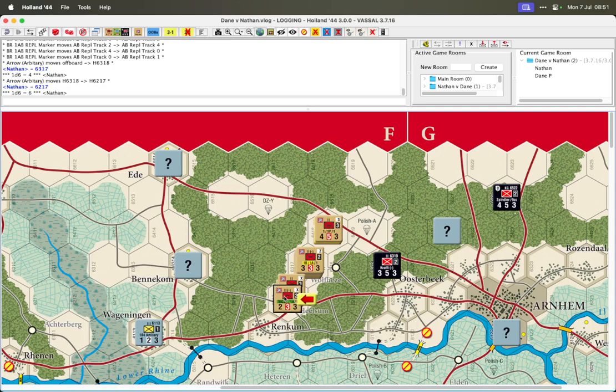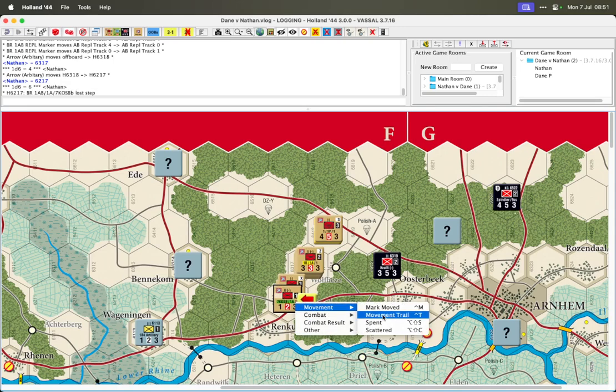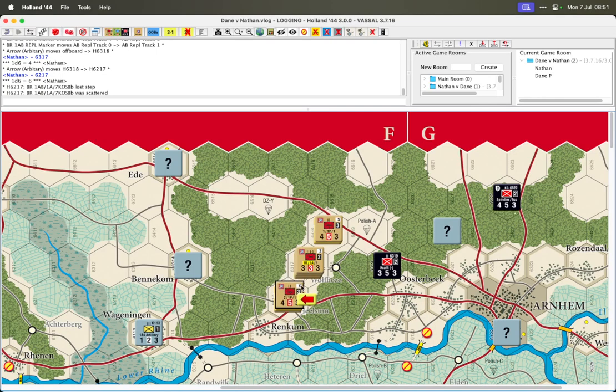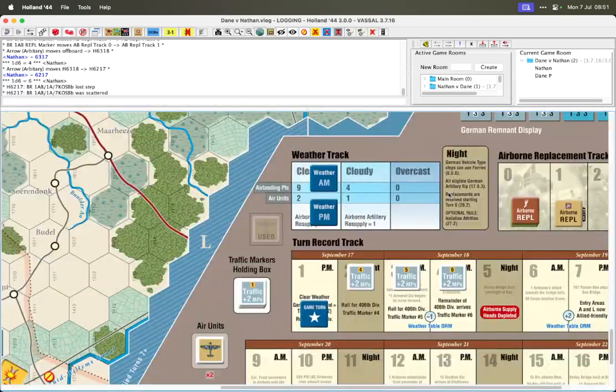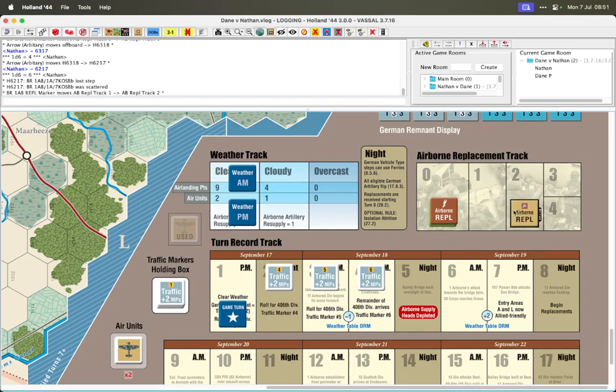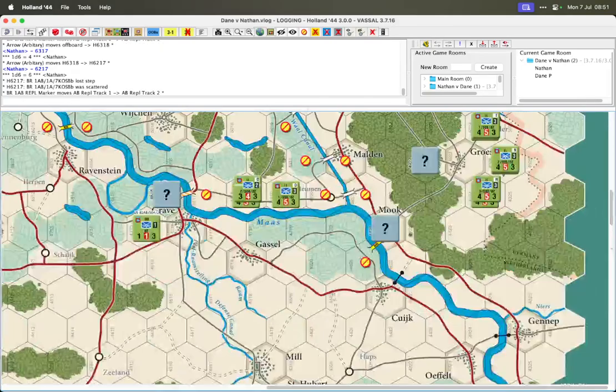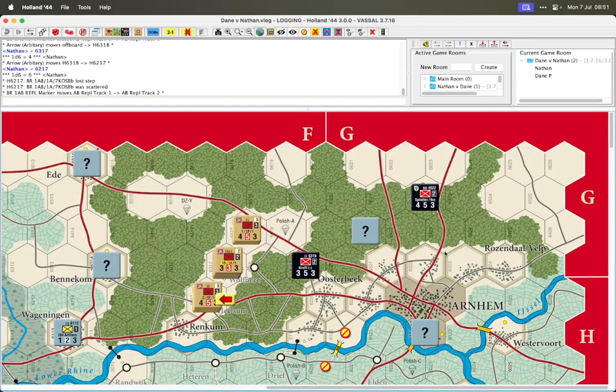And then go ahead and add one more step to British 1st Airborne. Okay, and you got to scatter that guy too. Yep. And then I scroll down. Add one step to British Airborne. Thank you. Okay. All right, so you're done with British.